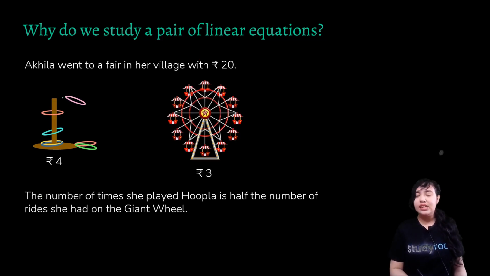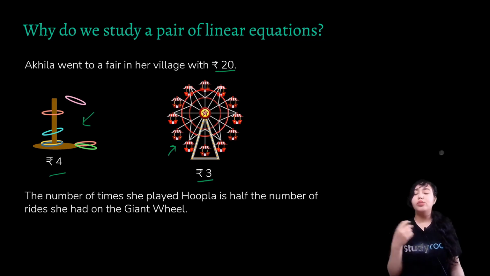So let's understand this via an example. There's this girl, Akhila, who went to a fair in her village. The amount of cash she took with her was rupees 20. She decided to play hoopla, the ticket for which was rupees 4. She decided to have a ride on the giant wheel, for which the price she paid was rupees 3 every time. What we don't know is how many times she played hoopla and how many times she went on the giant wheel.